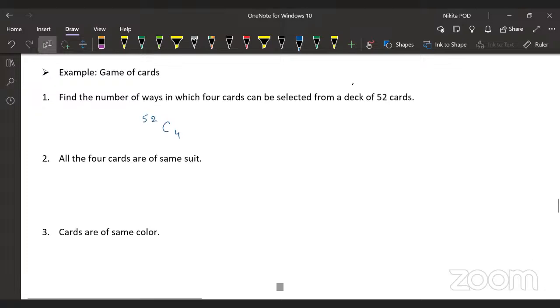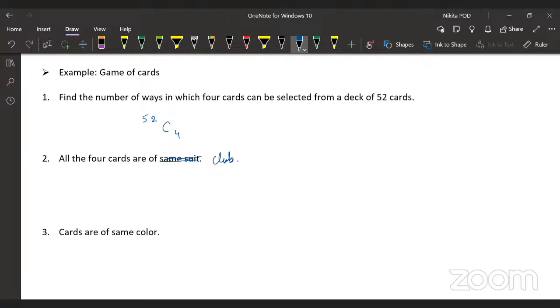Now the next is, what if you have to select 4 cards, but all the cards have to come from the same suit, as in, let's say, all 4 cards are coming from club. 13C4. How many clubs in 52 cards? 13. How many of you know how the cards are arranged? You have a total of 4 suits, each suit has 13.